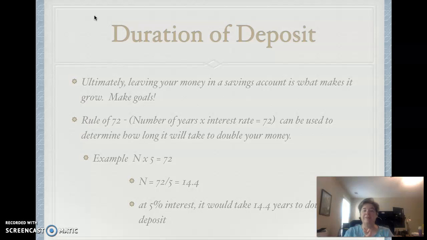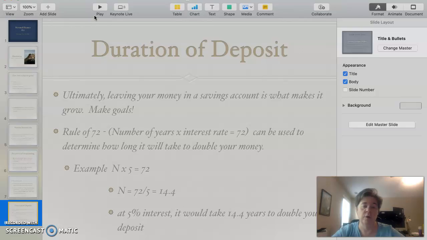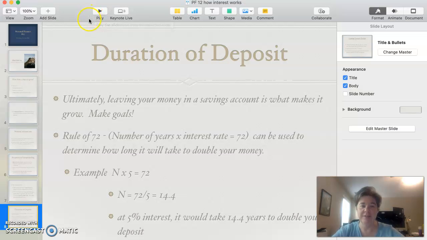For example, if I'm getting 2% interest, then I put a 2 in for that interest rate. The number of years times 2 equals 72, and I solve it. That would be 36. At 2% interest, it's going to take me 36 years to double my money. And if I had a 5% interest rate, it would take me 14.4 years to double my deposit. So just some things to think about as you are getting ready to hopefully start saving some money.